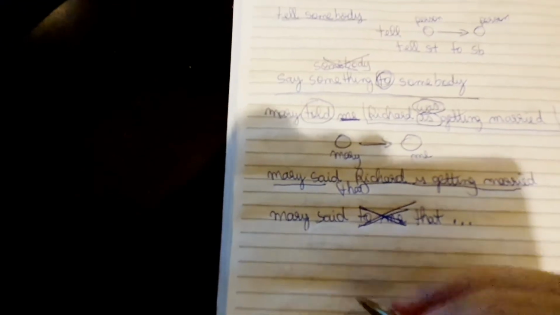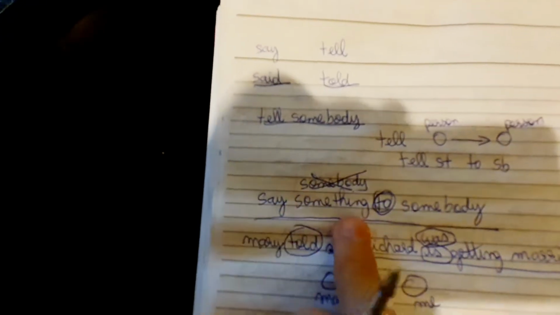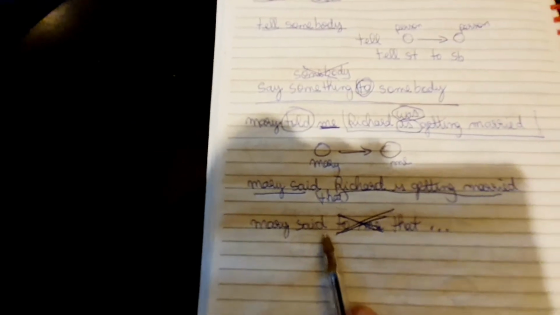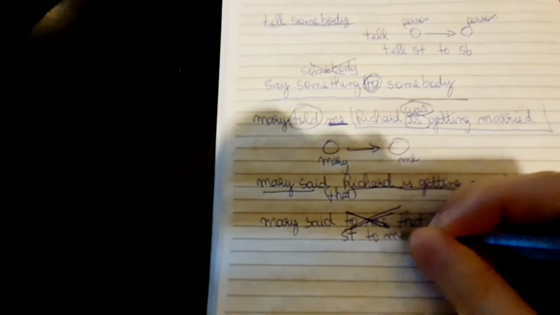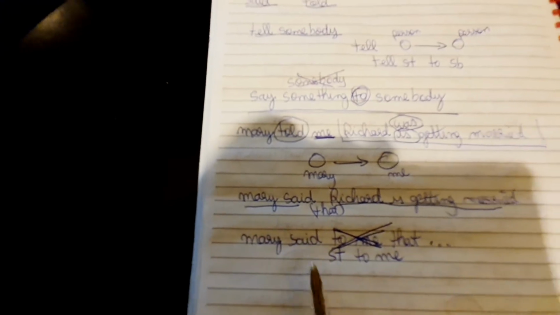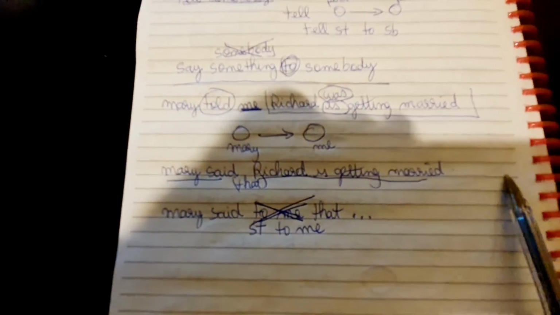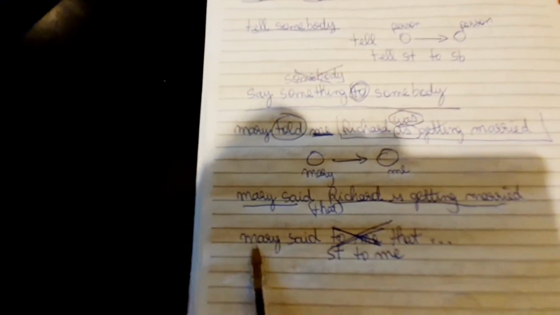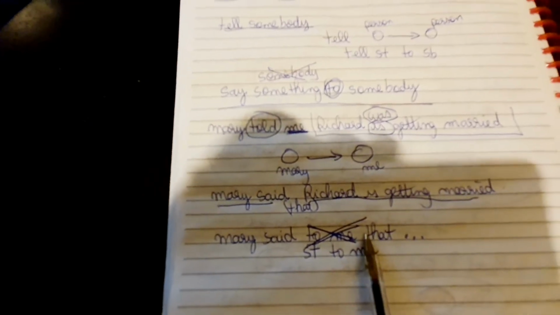It's more common to say, to employ, say something to somebody, not somebody to something. Okay? So Mary said something to me. Okay? Said something to me. But it's not possible, for example, to use the sentence this way: Mary said, Richard is getting married to me. No, it's wrong. So, considering this, using the structure Mary said to me is wrong because of this.